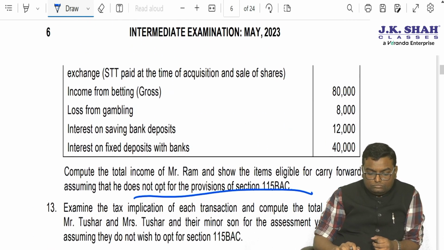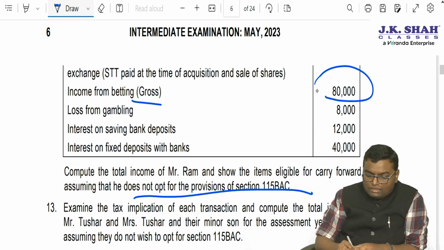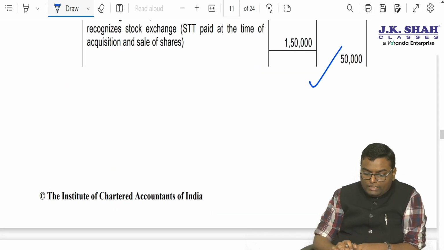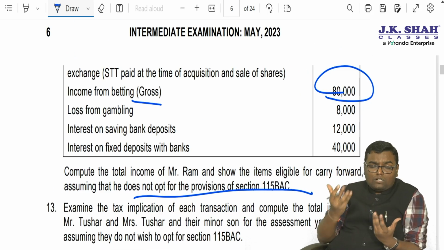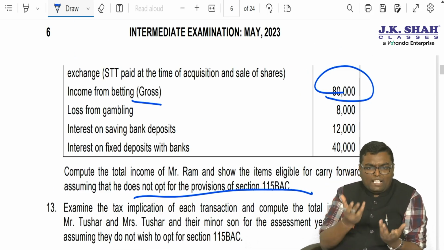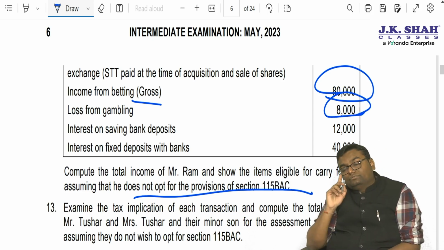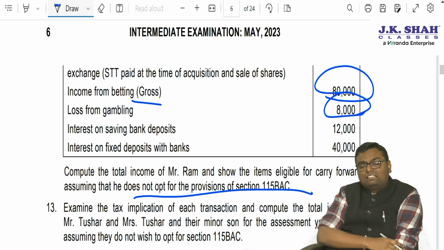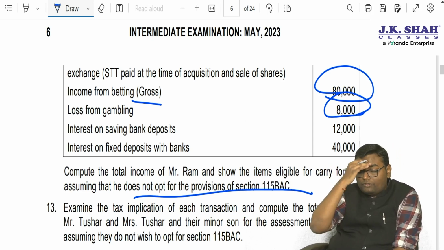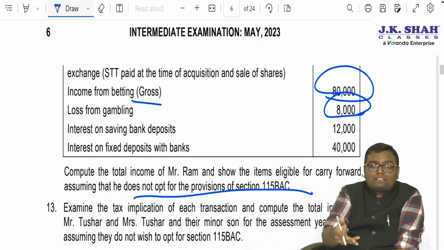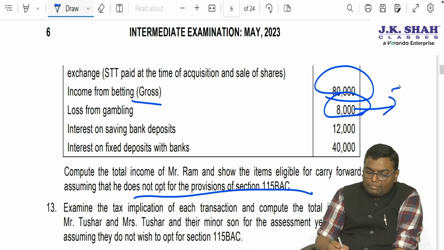Okay. Income from betting, gross. So casual income which they have given is 80,000. So casual income over here I will add 80,000 rupees. Against that I cannot set off any kind of loss. So I don't have any kind of loss at all now. Loss from gambling is 8,000. Any loss which is generating from casual income you have to directly ignore. You cannot set off to any other income. You cannot carry forward also. This loss is completely ignored.